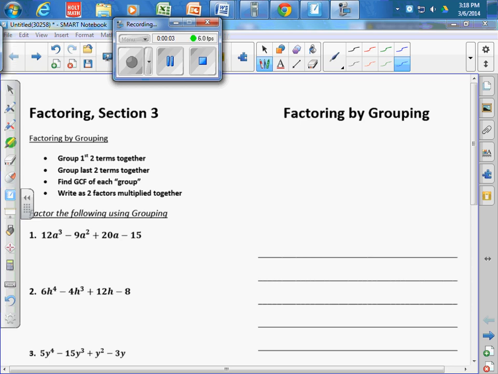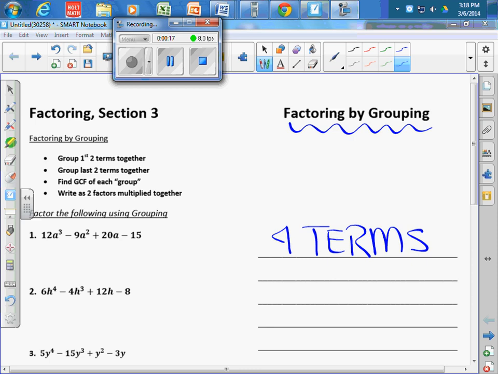All right, in section 3 here, we're going to do a process called factor by grouping. And here's how you're going to know that you're going to be using factor by grouping, is that you're going to be starting with 4 terms. Look at number 1. You have 4 terms here. You have the 12a to the third, you have minus 9a squared, you have plus 20a, you have minus 15. Those are your 4 terms you're going to be using to factor by grouping.